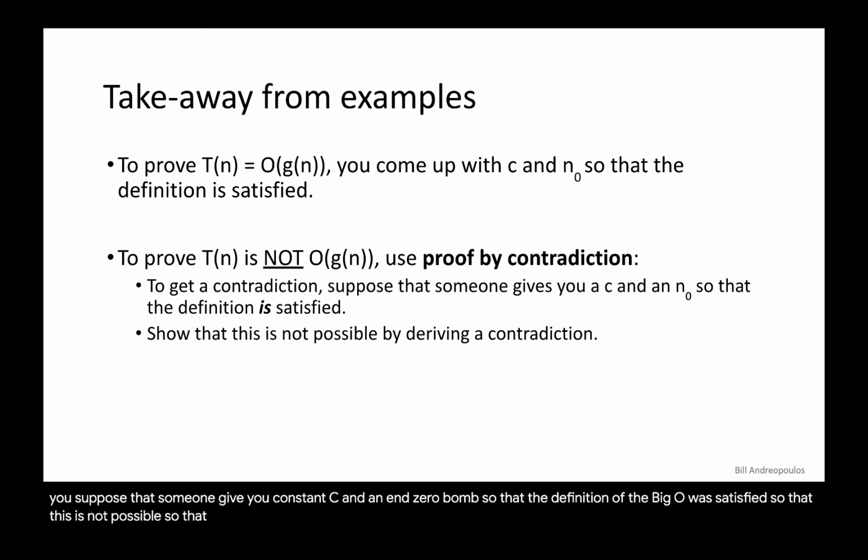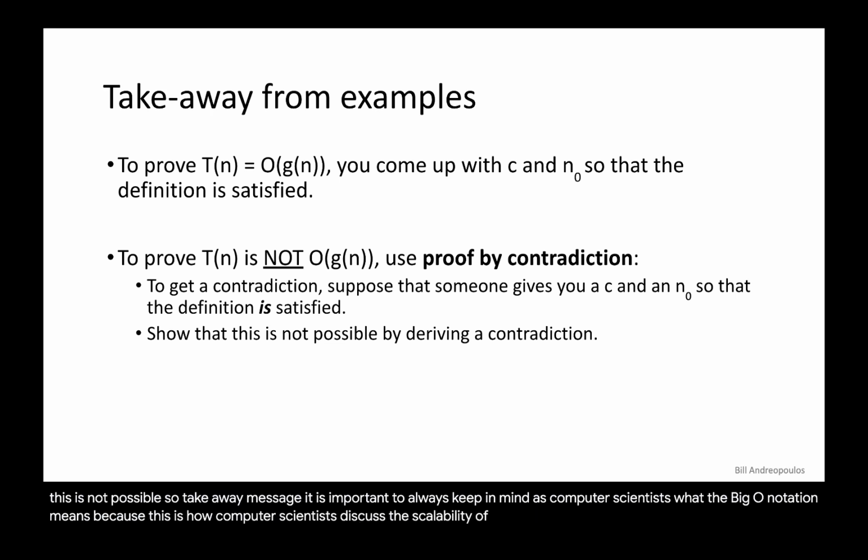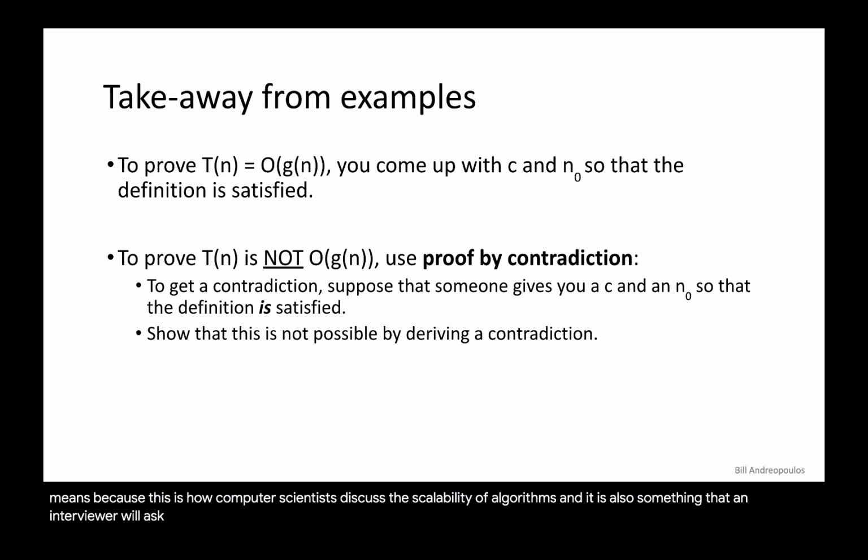And as a takeaway message, it is important to always keep in mind as computer scientists what the big O notation means, because this is how computer scientists discuss the scalability of algorithms, and it is also something that an interviewer will ask in an interview coding question, and they expect you to be able to do the asymptotic analysis of the algorithm that you're proposing.